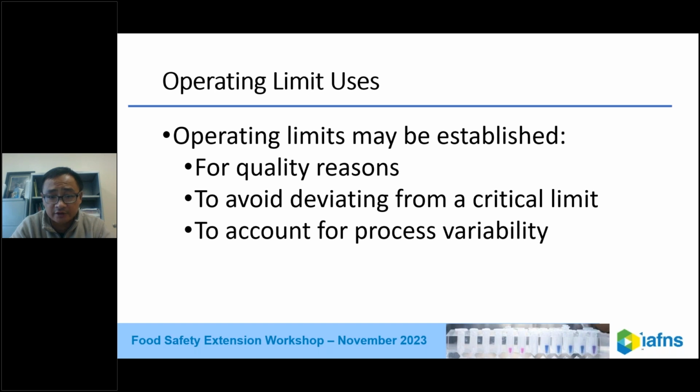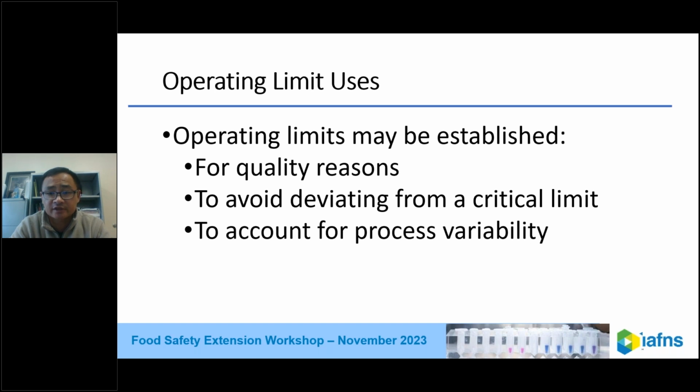Second is to avoid the deviation from a critical limit. Let's say a low acid food. FDA regulation is pH 4.6. We could set up a lower, more conservative operational limit, pH 4.0. That makes sure the 4.6 is absolutely reached.